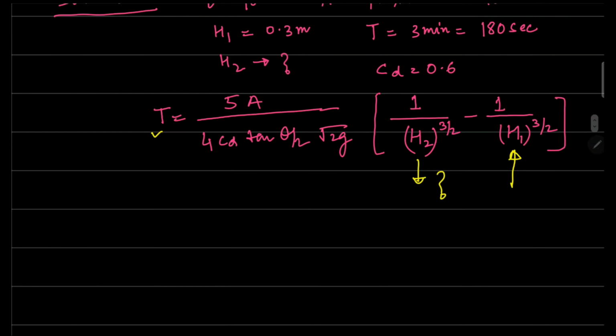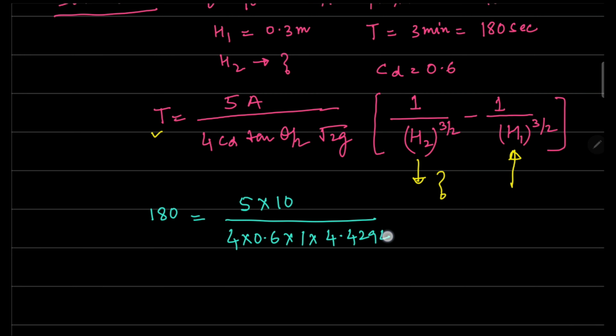So let's quickly put all the values. So t is equal to 180 seconds, 5 multiplied by 9, this is your 10 divided by 4, CD is 0.6, tan theta by 2 will be 1, and multiplied by under root 2g. So under root 2g, if you count, this is coming out to be 4.4294 multiplied by 1 over h2 raised to the power 3 by 2 minus 1 over h1 is given to us, that is 0.3 raised to the power 1.5.